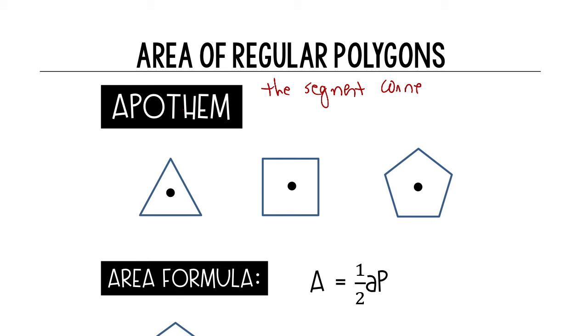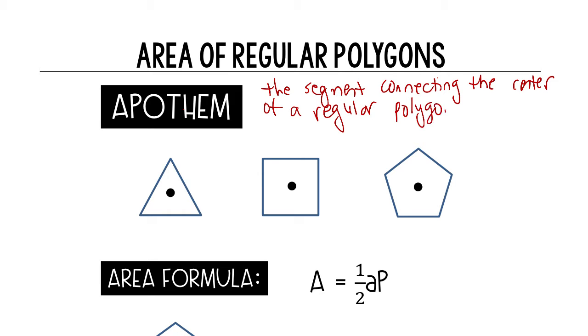connecting the center of a regular polygon to the opposite side at a right angle.